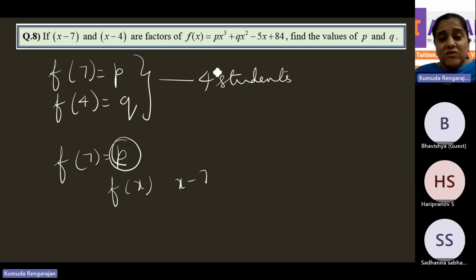But where is it given that the remainder is p? Find the values of p and q. That is there. But is it given that the remainder is p? Answer that question. No, miss. Is it given? No. Then what is the remainder? Is the remainder given? No. Then how can you find the remainder?